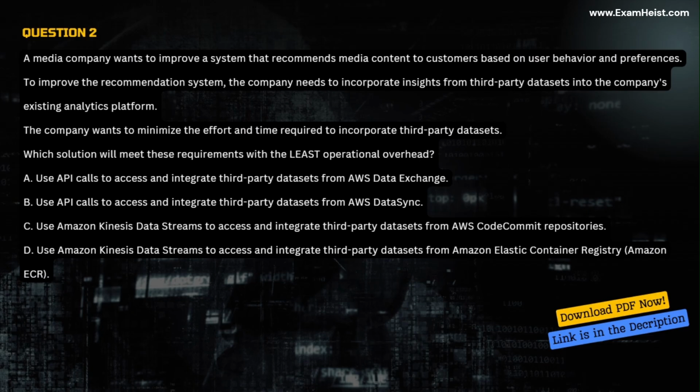A. Use API calls to access and integrate third-party datasets from AWS Data Exchange. B. Use API calls to access and integrate third-party datasets from AWS DataSync. C. Use Amazon Kinesis data streams to access and integrate third-party datasets from AWS CodeCommit repositories. D. Use Amazon Kinesis data streams to access and integrate third-party datasets from Amazon Elastic Container Registry, Amazon ECR.